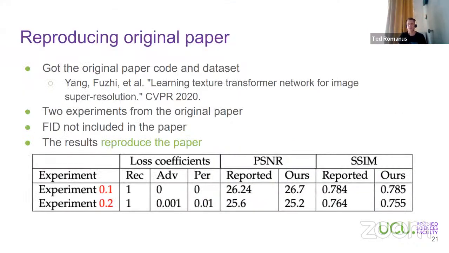Now, going to the experimental part, as a part of the research, we reproduced the original paper results. We got the original paper code and the data set, trained it for the experiments explained in the paper, and obtained the same metrics as reported in the paper. The paper authors measure PSNR and SSIM of their model. They don't measure FID, which I'm measuring in the experiments too. The results reproduce the paper, so we can use this architecture to solve our tasks.